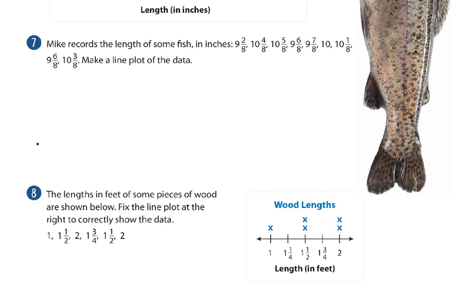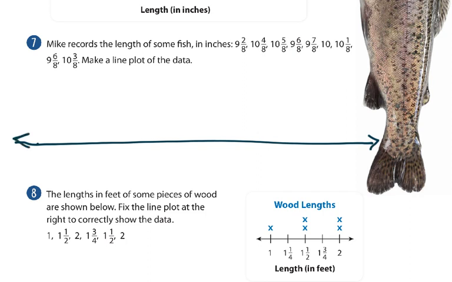Mike records the length of some fish in inches. Make a line plot for the data. Okay, I'm not going to start on 0 this time because it goes above, to 11, 10, 9. This will be 8. And the denominator is what, Tayden? 8. So cut them in half and put 4 on each side. Cut in half, put 4 on each side. Cut in half, make 4 pieces on each side.